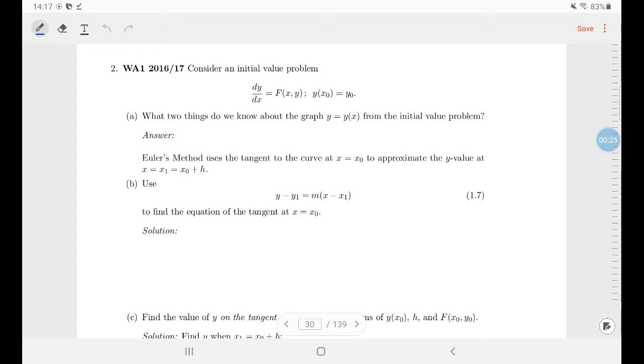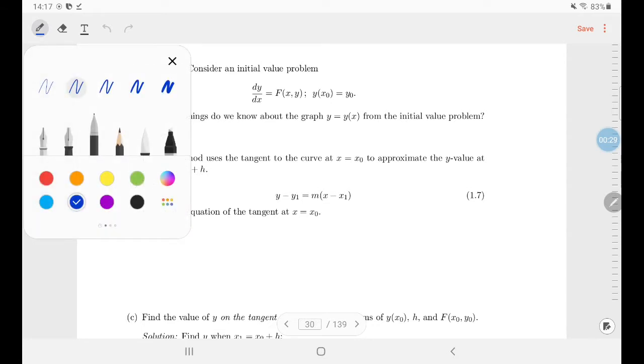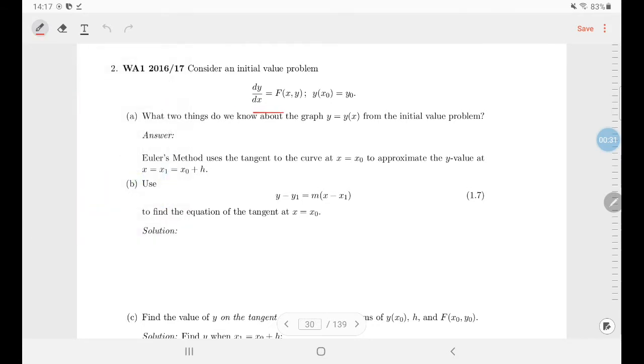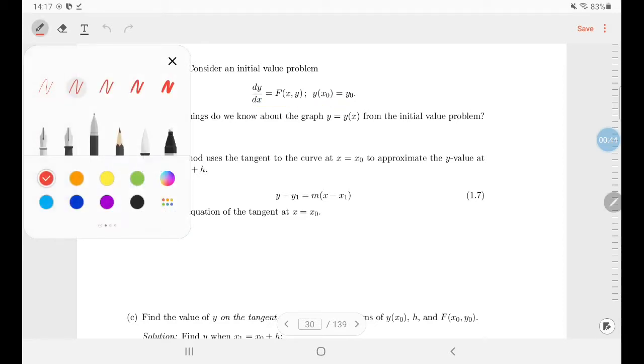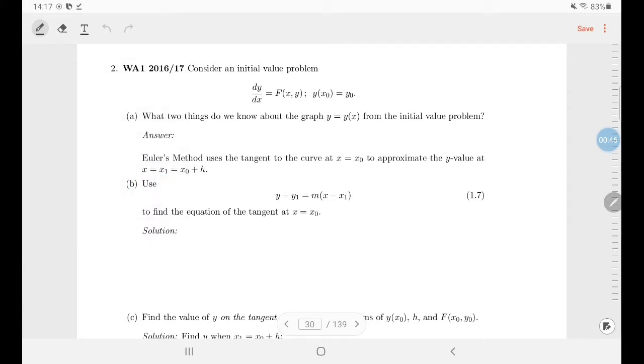Consider the initial value problem. So the derivative is given in terms of x and y, and we've got the initial value of y at x0 is y0. So what two things do we know about the graph from the initial value problem? There's two things we know. First, we have a point, and from this we have the slope. So let's write down an answer.